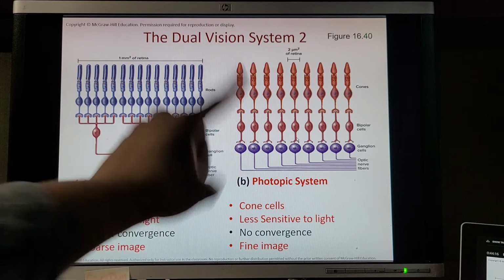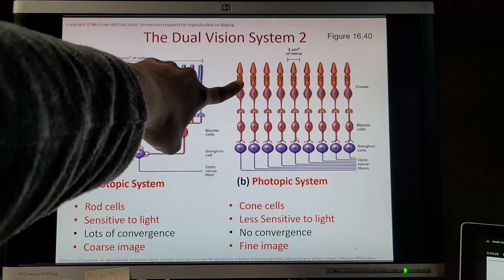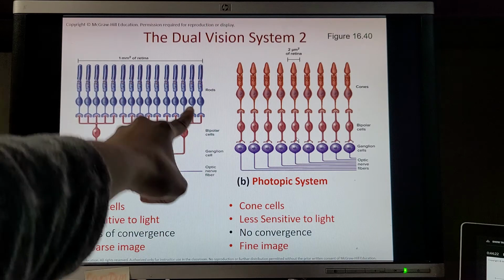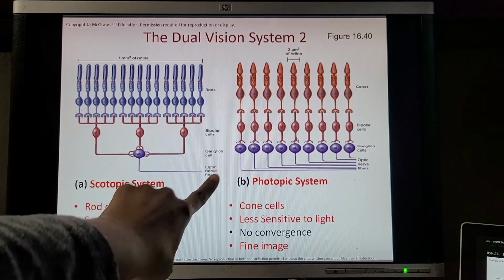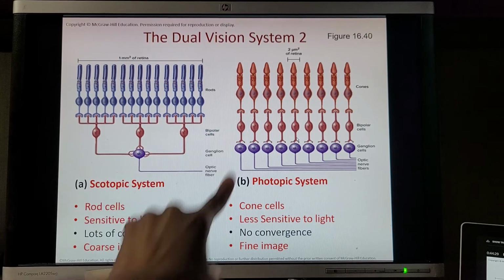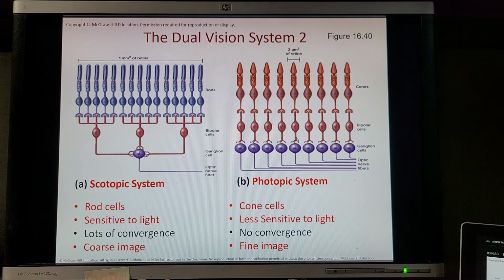With our photopic system, you have no convergence of multiple photoreceptors onto a bipolar cell. Here, it's a one-to-one situation: one cone cell to one bipolar cell to one ganglion cell. Then each of these ganglion cells is sending that tiny little bit of information to the brain. What's good about this is that we get a fine, detailed image, with more definition on what we're seeing because we're seeing differences between the little bits and pieces of information.